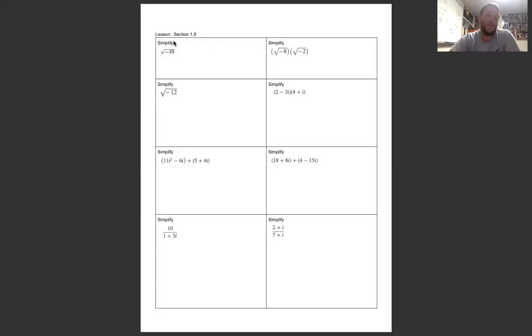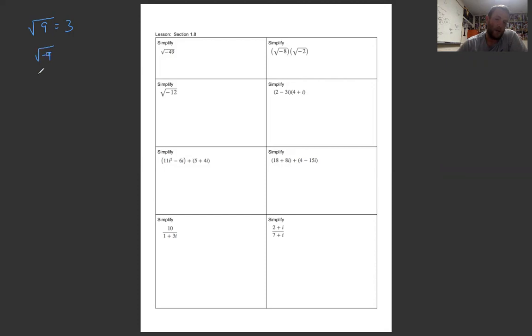All right, we're going to go ahead and get started with section 1.8, complex numbers. Complex numbers are something we use in order to solve for negative radicals. So it's not a real number, it's an imaginary number. Everybody could do the square root of 9. Everybody knows that that's 3, right? But what about the square root of negative 9?